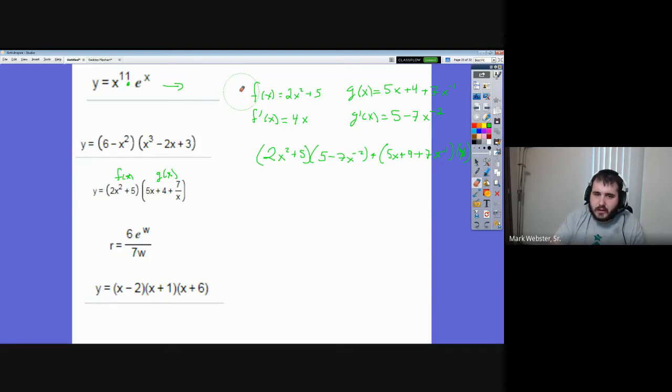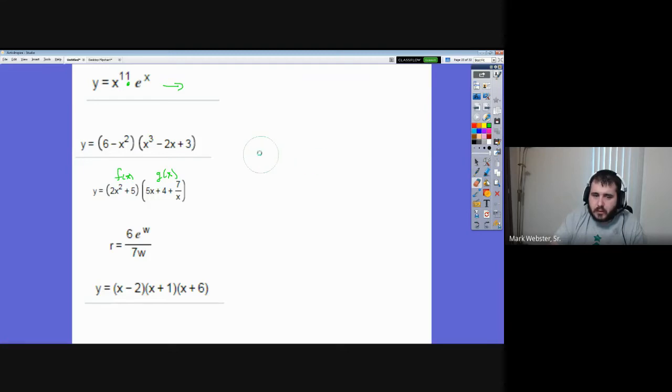All right, here we go. So now, again, we're going to have to do some rewriting before we can use our product rule like we want to. 6e to the w times 1/7 w to the negative 1, right? W to the negative first. Now I can do it.